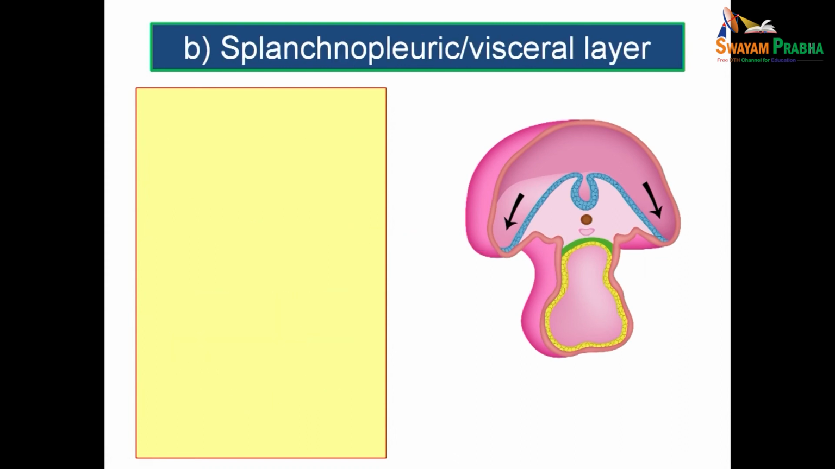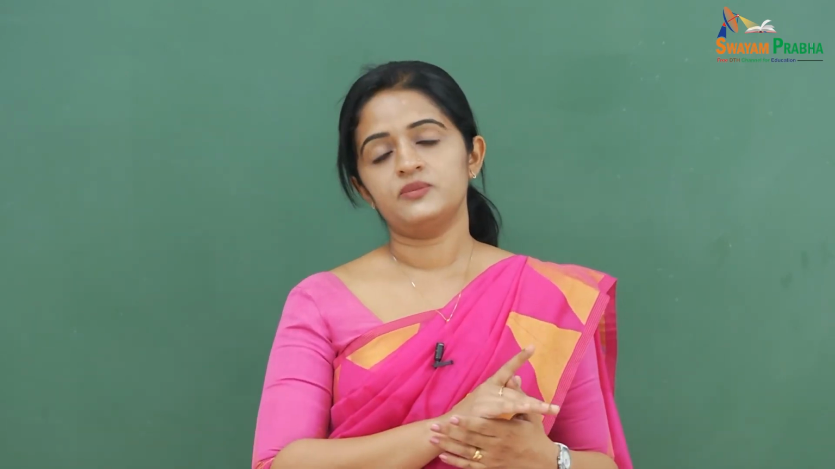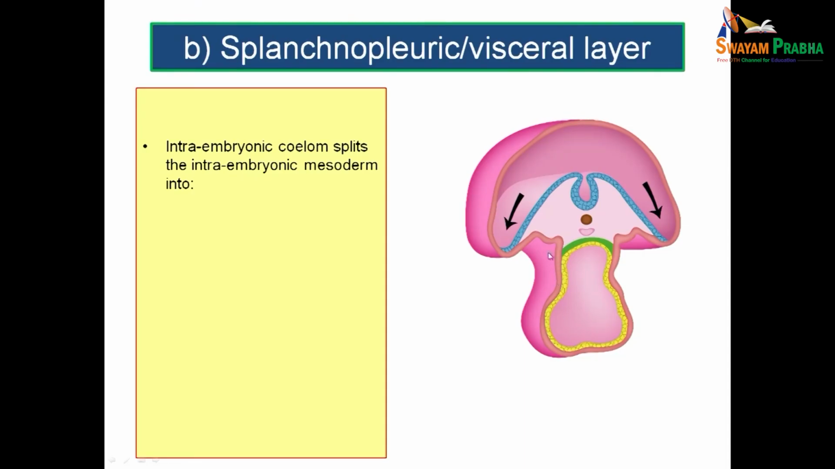Now the next layer is the splanchnopleuric or visceral layer. Whenever we deal with the cavities, the pericardial, pleural and peritoneal cavities, we always say that it has two layers. One is the parietal layer and the other one is the visceral layer. The parietal layer will be closer to the body wall, whereas the visceral layer will be closely adhered to the organs. So the body wall layer was developed from the somatopleuric. Now let us see what are the derivatives from the splanchnopleuric or visceral layer. This is the splanchnopleuric mesoderm or visceral layer, since this is lying closer to the endoderm.